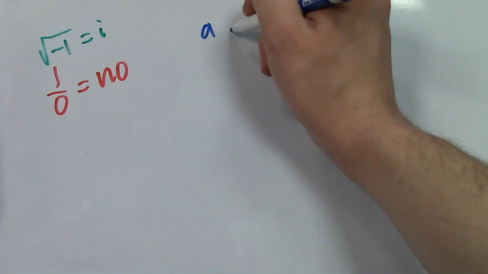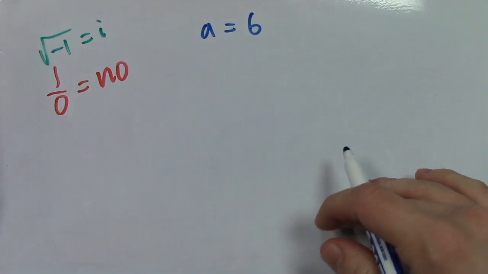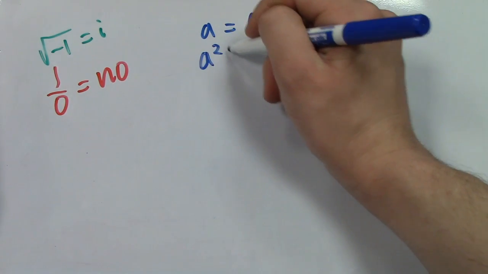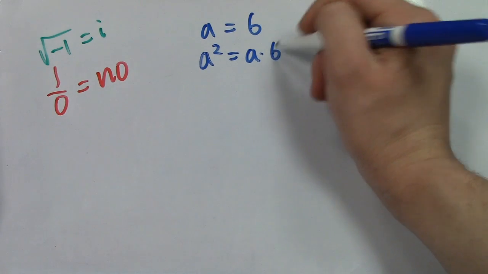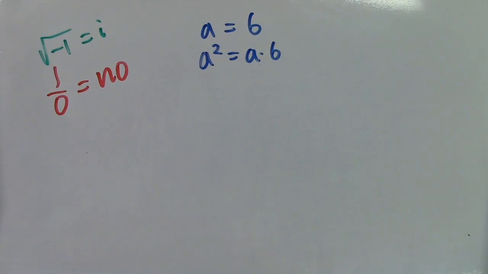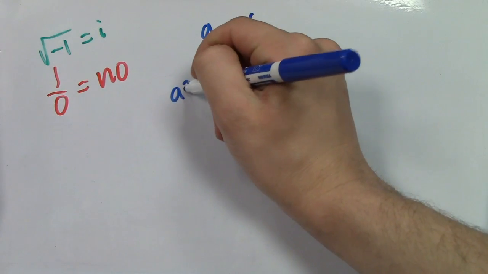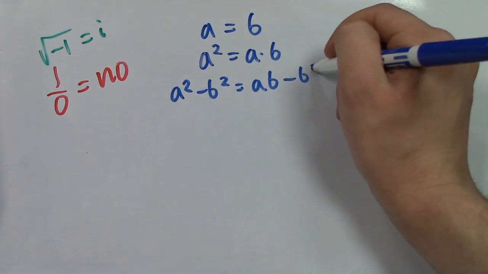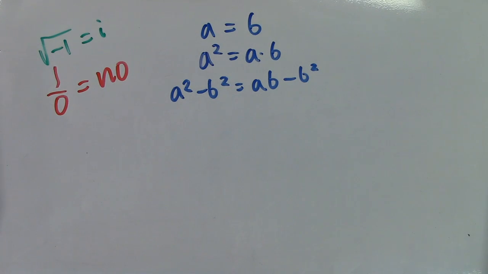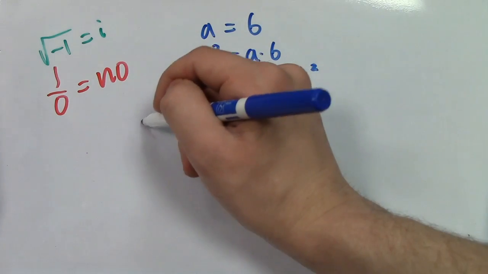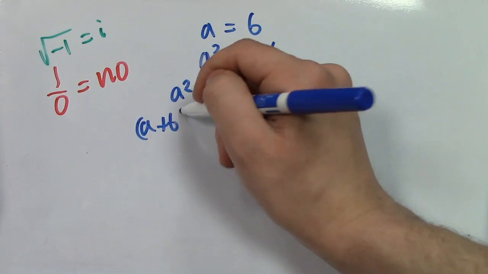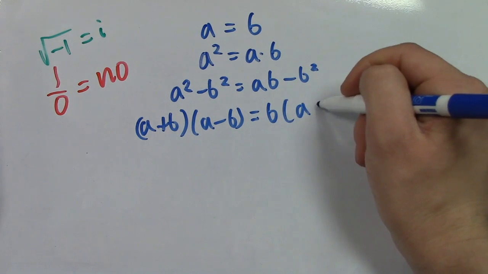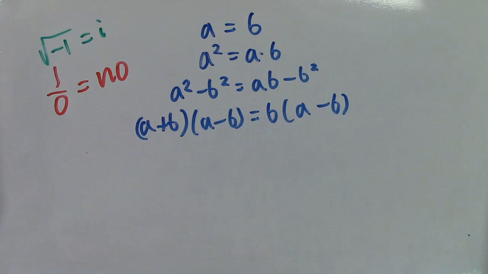Let's say that we have two variables, a and b, that are equal to each other. Now, we can multiply a to both sides, giving us a squared equals a times b. We can also subtract b squared from both sides, so we have a squared minus b squared equals a times b minus b squared. Now, factoring, we get a plus b times a minus b, which is equal to b times a minus b.